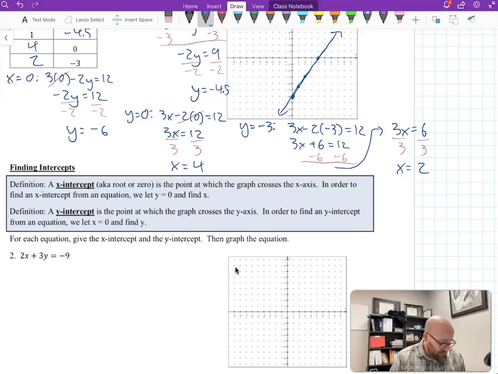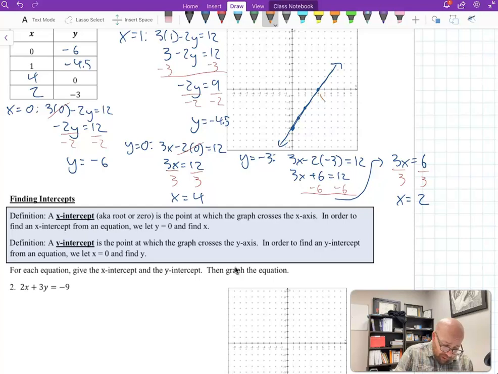So, definition. The x-intercept and y-intercept is the point at which the graph crosses the x-axis or the point where the graph crosses the y-axis. Looking back at our previous example, this point right here is an x-intercept. It's crossing the x-axis, and this point right here is our y-intercept. Now, one way to graph a line is to find the intercepts.